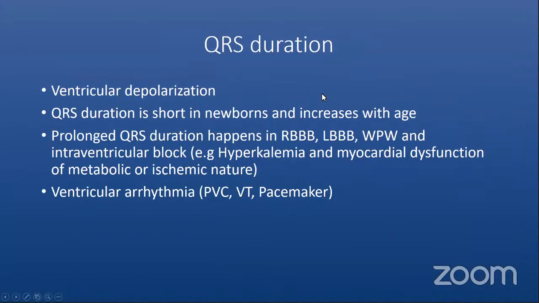And looking at the QRS duration, the QRS duration tells you about the ventricular depolarization. QRS duration is shorter in newborns, increases with age, and a prolonged QRS duration basically happens in right bundle branch, left bundle branch block pattern, WPW as mentioned to you before, or intraventricular block, which happens in hyperkalemia, or in ventricular arrhythmias like PVCs or VT, and also in pacemakers as well. So I'll just show you some examples of that.